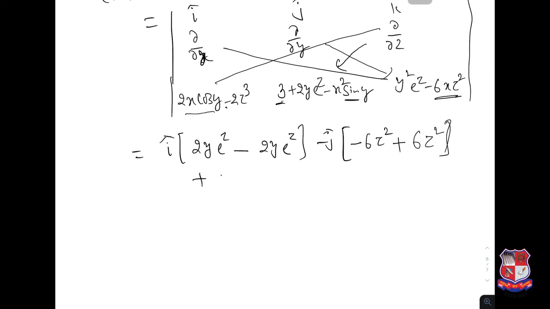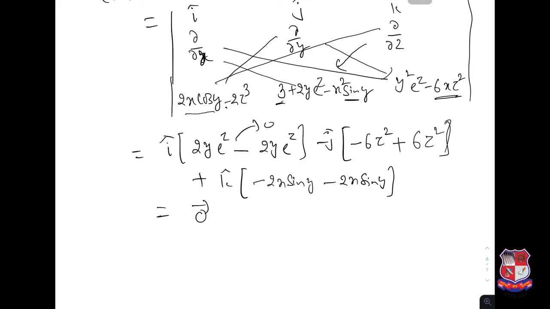and plus k del by del x of this one, x here only, so minus 2x sine y, and del by del y of this one, so del by del y, so minus 2x sine y, cosine y derivative is minus sine y, and we can see that it's a zero vector because this is 0, this one is also 0, and this one is also 0. Minus sign for sine and minus sign for del by.